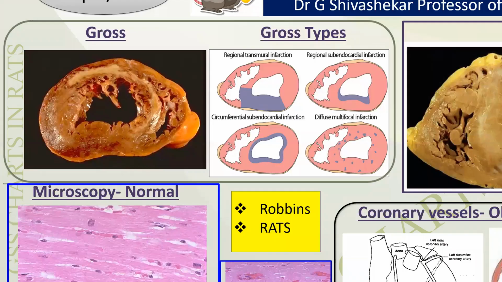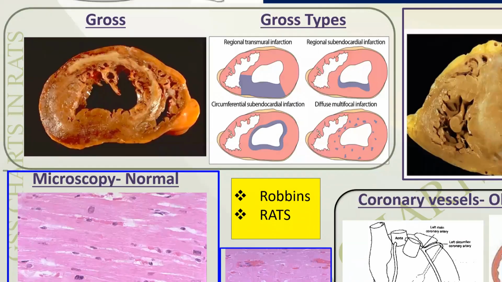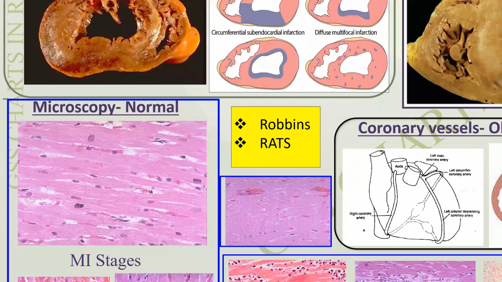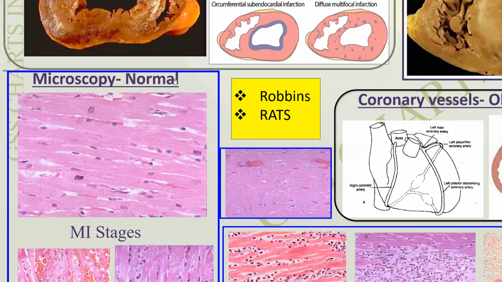So we have seen the gross features, the types, etc. Now, what about the microscope? I would like you to just recall the normal myocardium. You find that there are broad fibers over here, with nuclei towards the periphery, and you will be able to make out the cross striations as well. And this is the intervening space. The nuclei and the cellular outline are all very well made out.